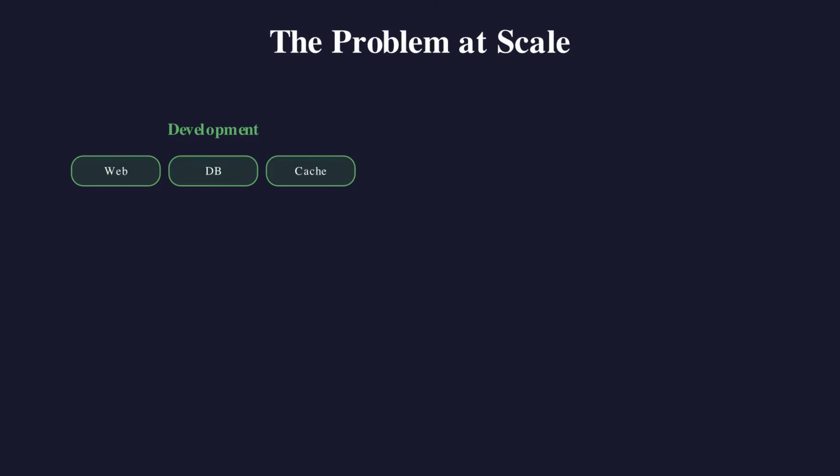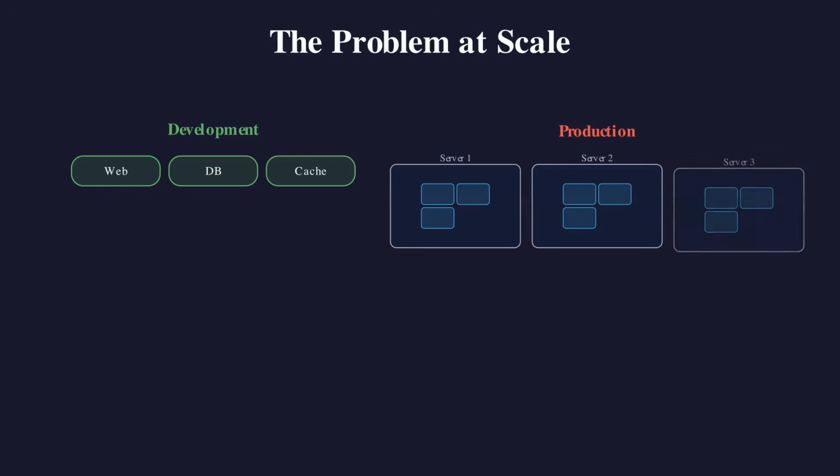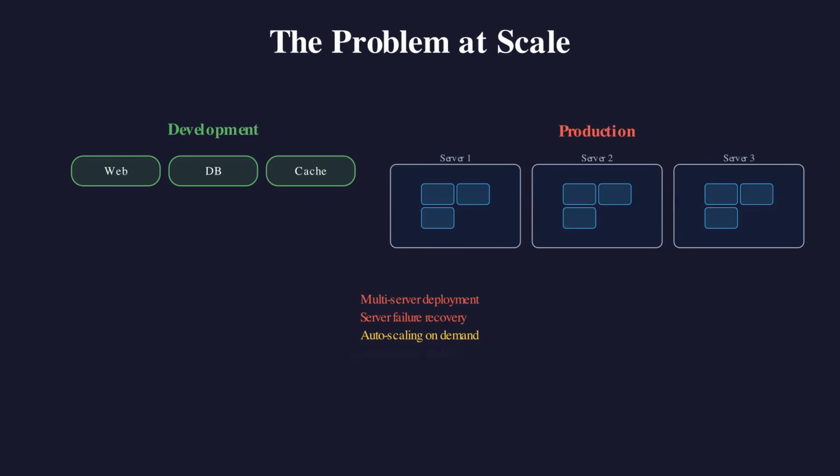Let's start with the problem. Imagine you have a web application running in Docker containers. In development, you run a few containers on your laptop. Easy. But in production, things get complicated fast. You need to run containers across multiple servers for reliability. If a server dies, the containers on it need to restart somewhere else. During a flash sale, you need to spin up 50 more copies of your checkout service in seconds.